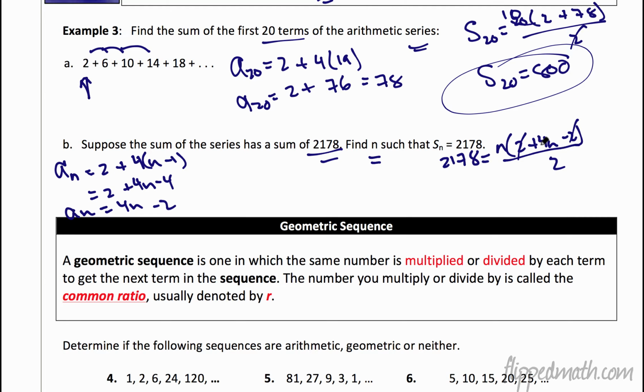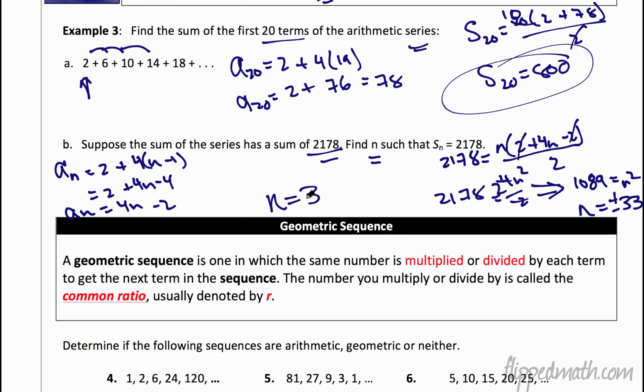All right. Now what? So we're going to get 4n squared over 2 equals 2178. I'm going to cancel the 2 there, and then I'm going to divide by 2 and get what here? 1089 equals n squared, or n is going to equal plus or minus 33. Awesome, but you know what? We can't have minus, because if we're talking about series, the number of terms can't be negative, so n here is just going to be positive 33.